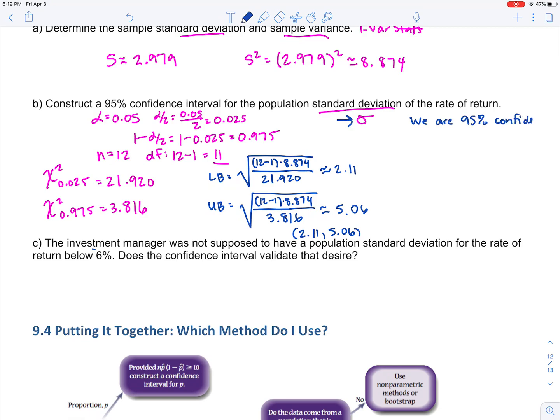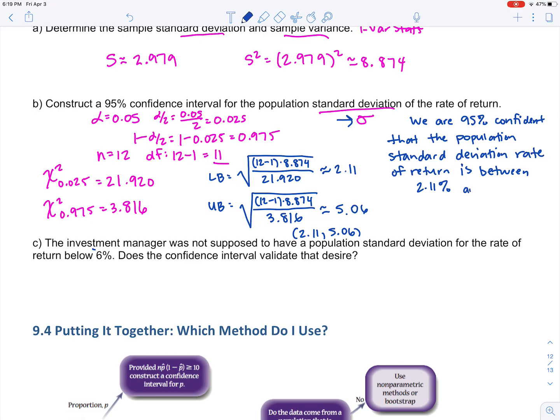So we are 95% confident that the population standard deviation of the rate of return, that's what we are estimating, the standard deviation of the rate of return, is between 2.11% and 5.06%.